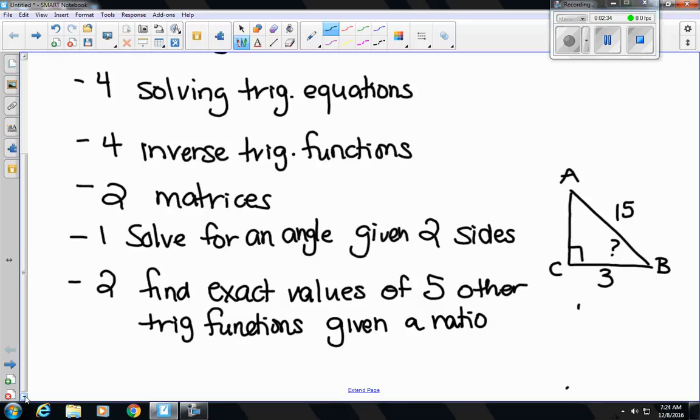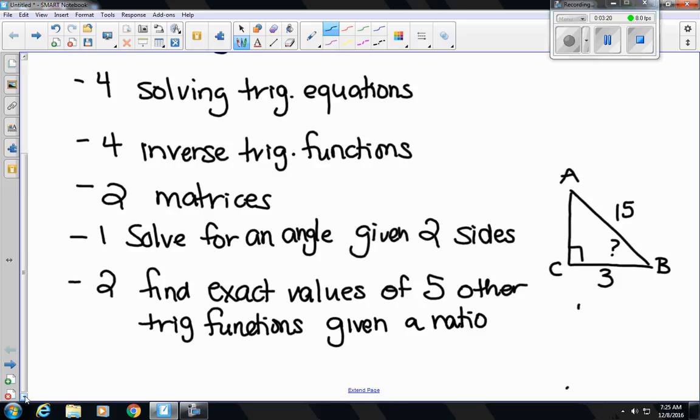Then there's one that says solve for an angle given 2 sides, and 2, find exact values of the other 5 trig functions given a ratio. I believe that was on your test Tuesday as well. It might say the cosine of theta is 2/3, and tangent is negative. Find the other 5 trig functions. If I had to guess, they've rationalized their answer. So it would be up to you to recognize 1 over the square root of 5, which is what you might put, which would be okay with me, as square root of 5 over 5. All right, what do you think?